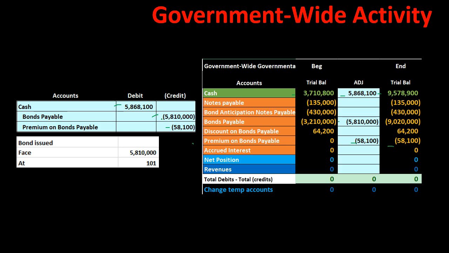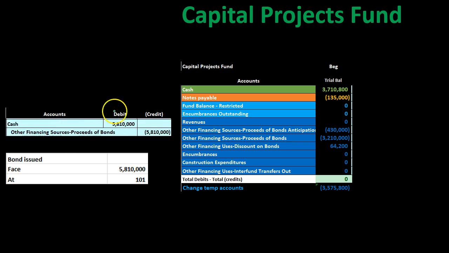Discount, then we're typically going to record the cash we got, which is lower than the face amount. So in this case, we're going to have a debit in the capital projects fund. We are now in the capital projects fund. Debit of the face amount of the bond, and a credit to not bonds payable, modified accrual basis, not accrual basis, other financing sources, proceeds of bonds.